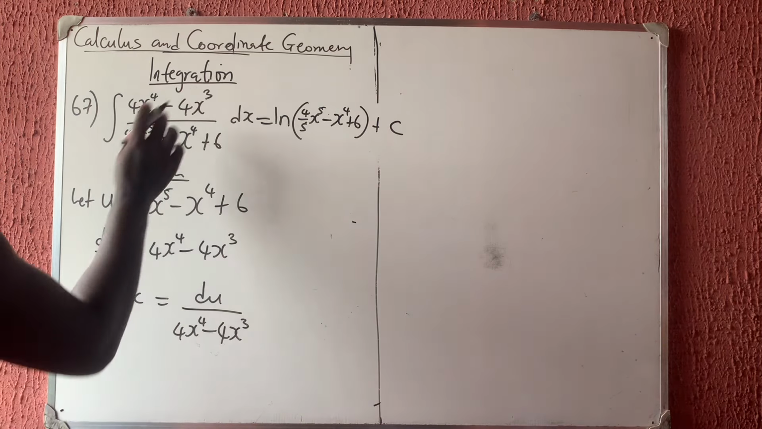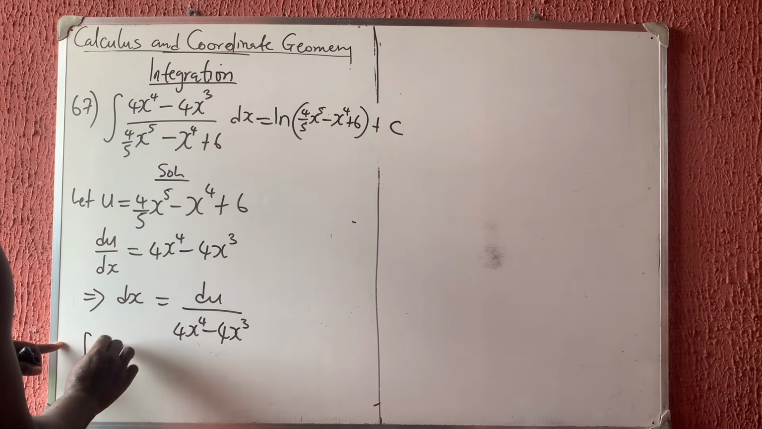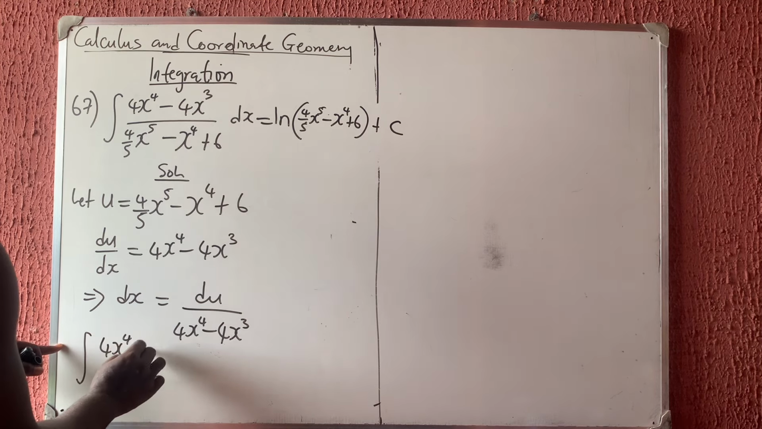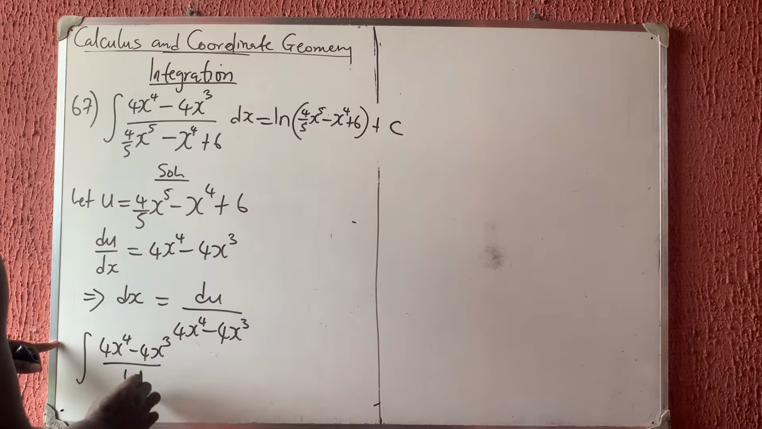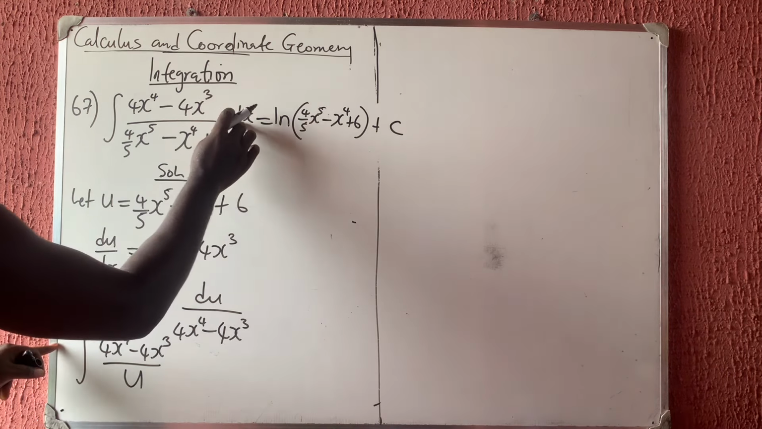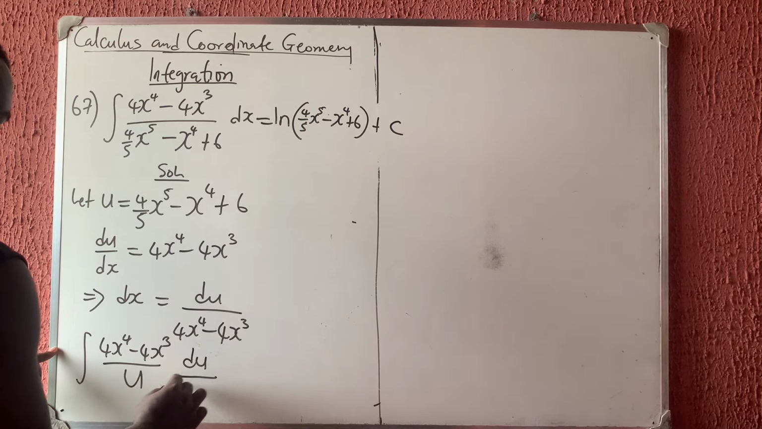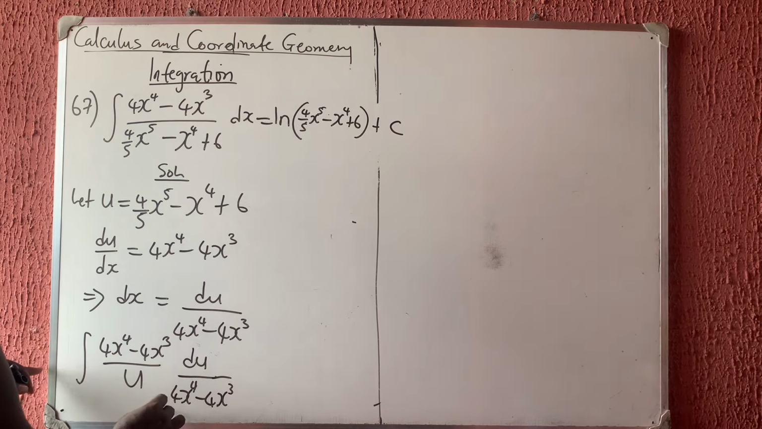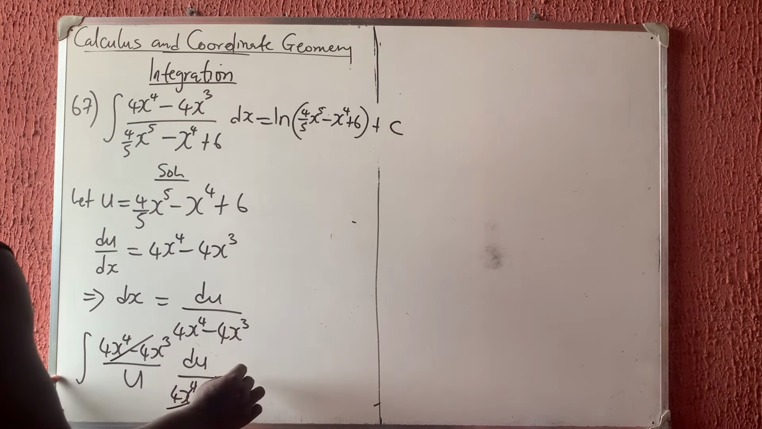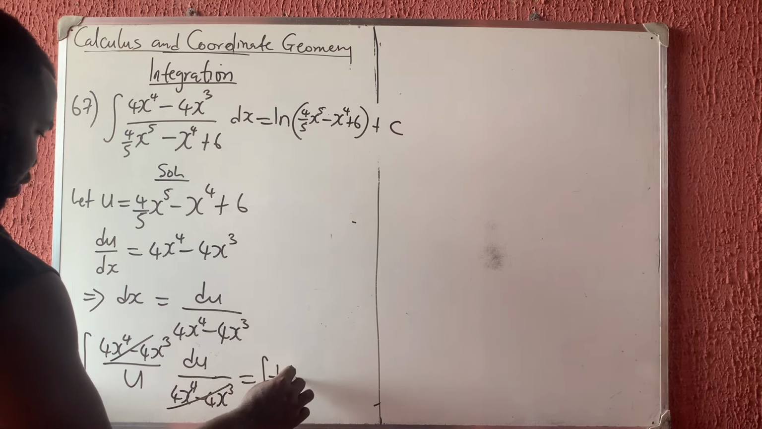All right? Go back to your integration. This is now the integral of 4x raised to the power 3 all over. We have called this denominator u, right? Instead of writing the denominator, we call it what? It is u. And dx is something as what? It is du over that same 4x raised to the power 4 minus 4x raised to the power 3. Okay? Now, this numerator cancels the denominator. I'm having that this is the integral of 1 over u du.